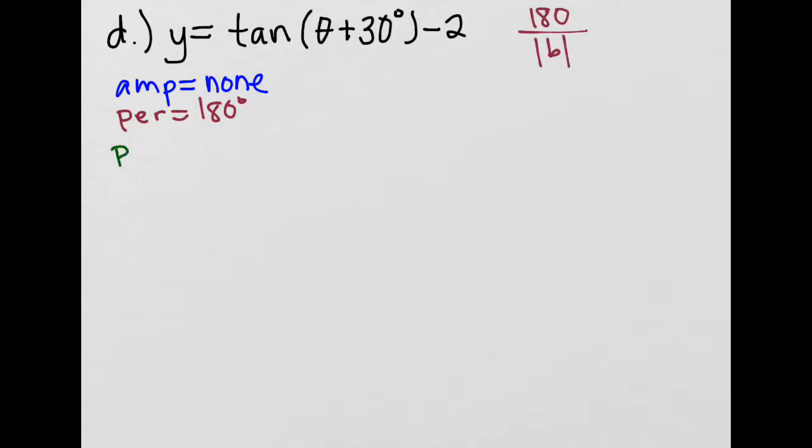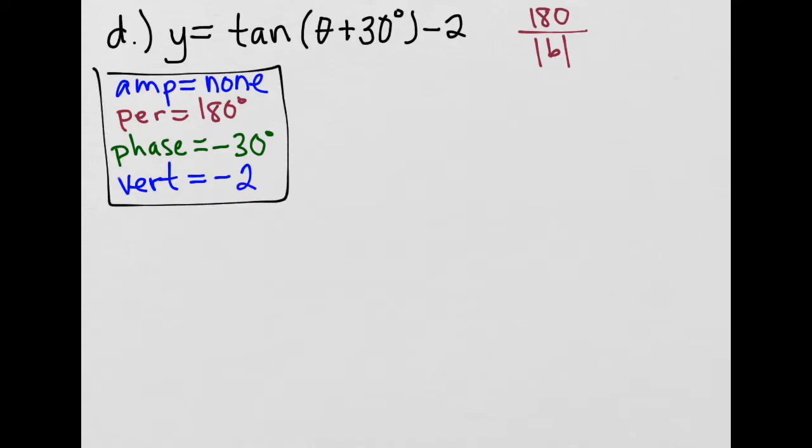And let's look at the phase shift. Again, that's going to come from inside the trig function. We have theta plus 30 degrees. So that is going to be negative 30 degrees because we changed the sign. So in this case, we're going to be moving back 30 degrees. And then let's look at the vertical shift, which is going to be the number at the end. So we're going to be moving the graph down 2 units. Okay, let's go ahead and draw our graph.